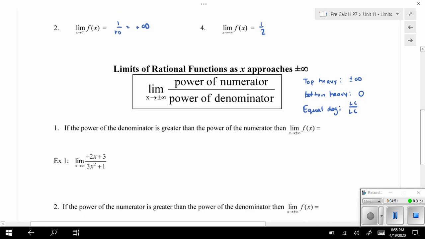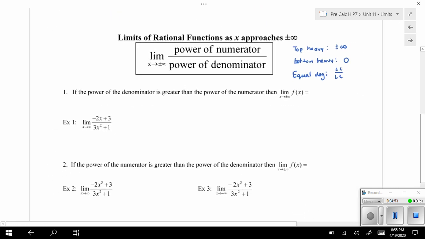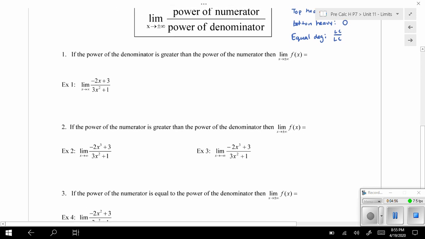But if I look at this first example, negative 2x plus 3, if I look at the degrees, degree of 1 over degree of 2. So this is bottom heavy. So this answer is just going to be 0. The top is growing slower, the bottom is growing faster. If I think about that as like the fraction 1 over x, as x gets bigger, 1 over 10, 1 over 100, 1 over 1,000, that fraction gets closer to 0.